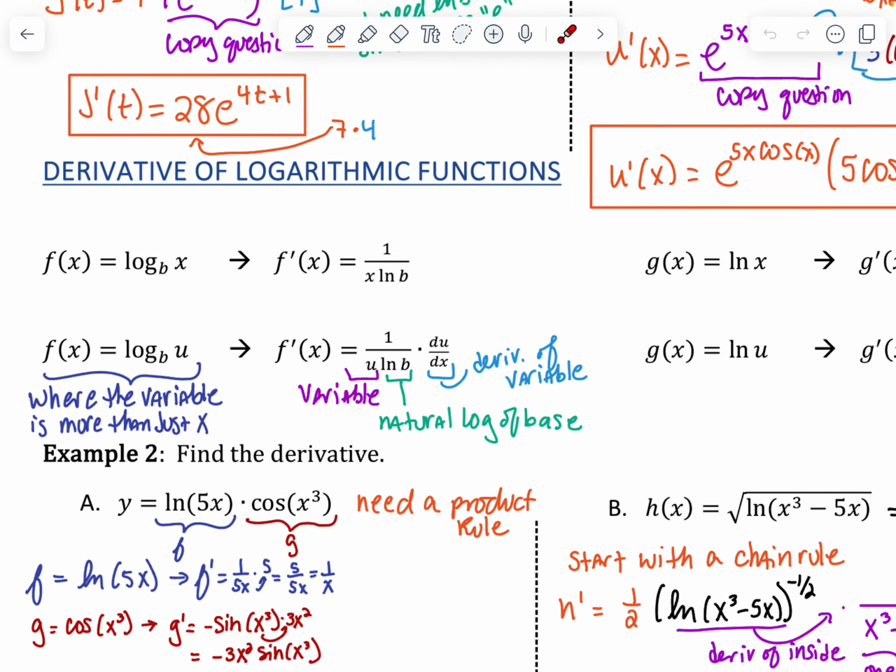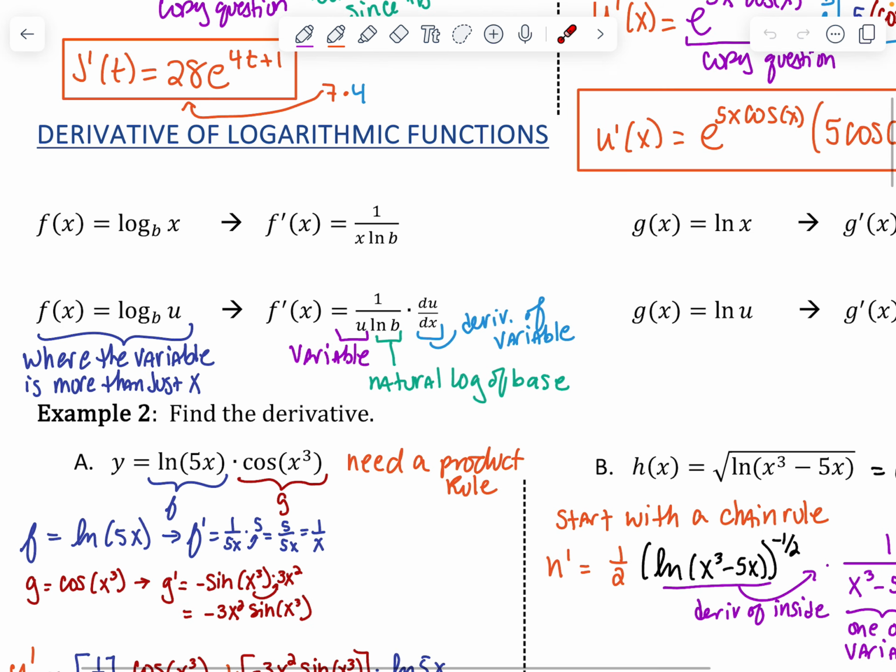Moving along with log functions. If you ever have log base b of x as your function, then your derivative is 1 over the variable piece times the natural log of the base. And that may seem awkward because here we have log, not natural log. So this one is log base e. But whatever the base of the original log is becomes the base of the natural log in the derivative.